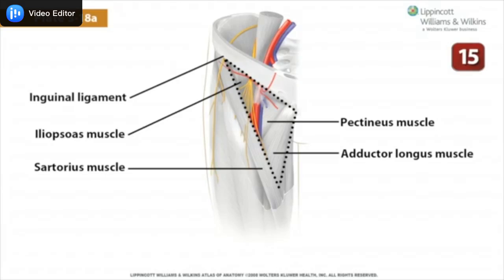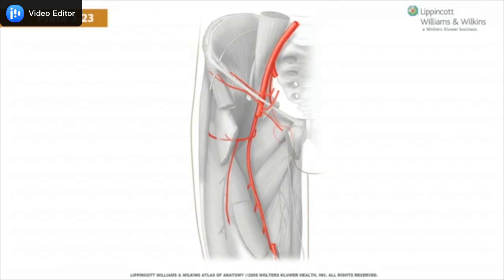If you are having difficulty confirming the identity of the medial circumflex femoral artery while dissecting a cadaver, follow the artery to the floor of the femoral triangle. This artery usually passes right between the pectineus and the iliopsoas.